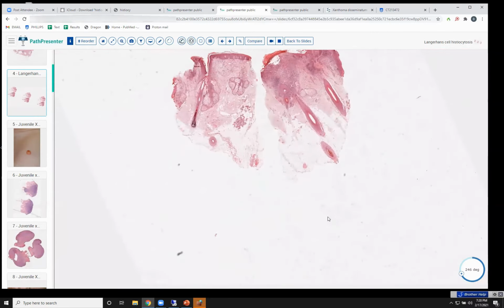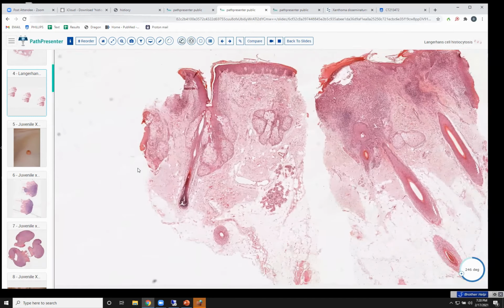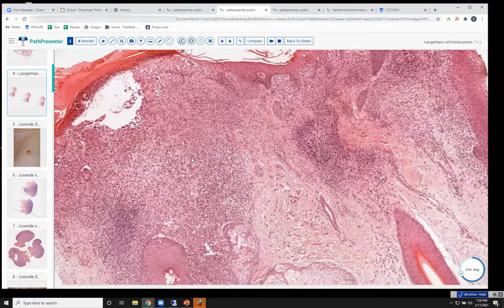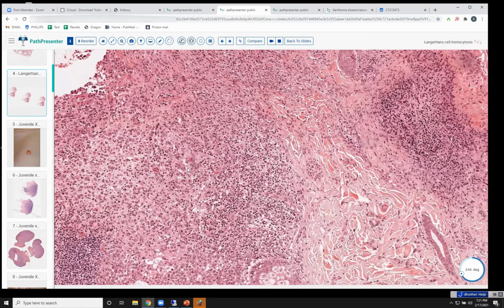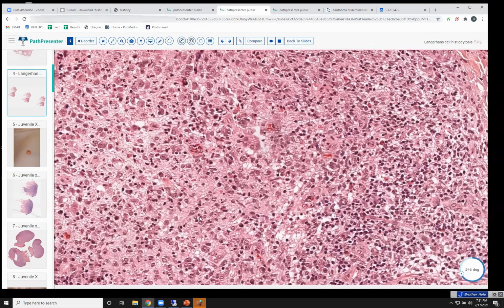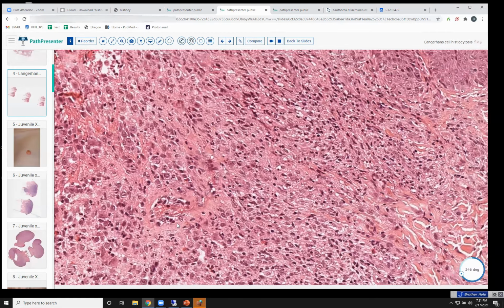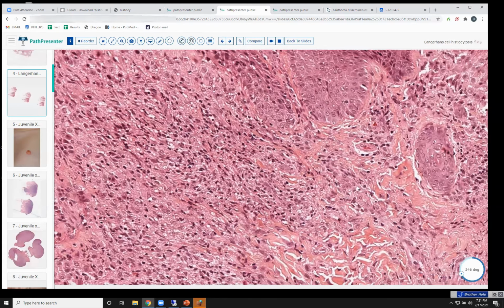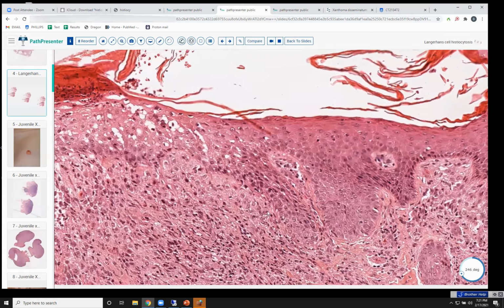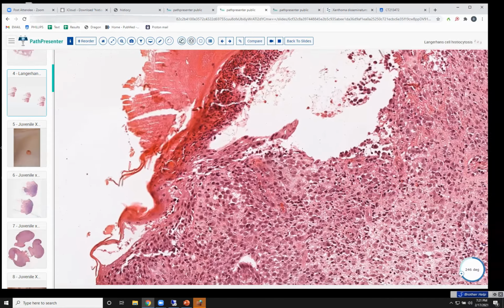The next case was on the scalp. And again, you can see a pandermal infiltrate. This one, you can see quite a few giant cells. Again, a lot of eosinophils, and these characteristic mononuclear cells, large oval to elongated nuclei, cleaved. And this doesn't have much epidermotropism, but that's another characteristic of Langerhans cell histiocytosis.